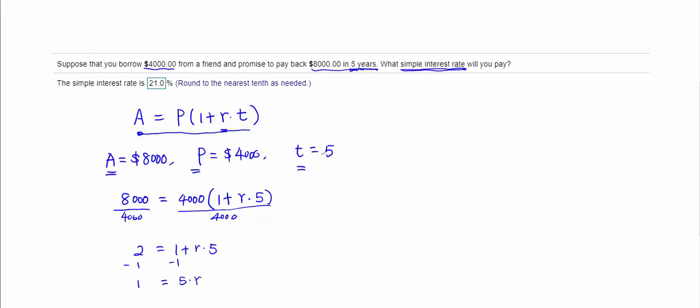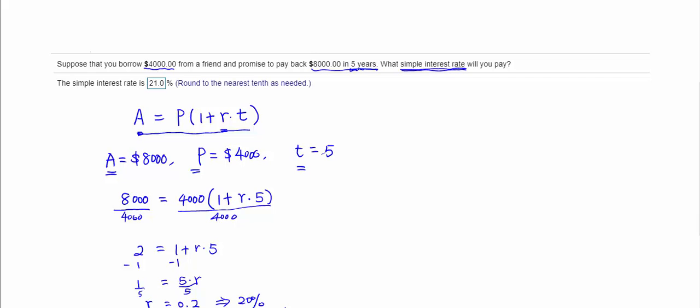So now you will be able to see how to get the R, right? So divide 5 from both sides, then you get your answer, right? So the R actually equals 1/5. Or if you use decimal, then that will be 0.2. And convert that to a percentage, okay, that is 20%. So the interest rate is basically 20%. So that's one way to solve this.